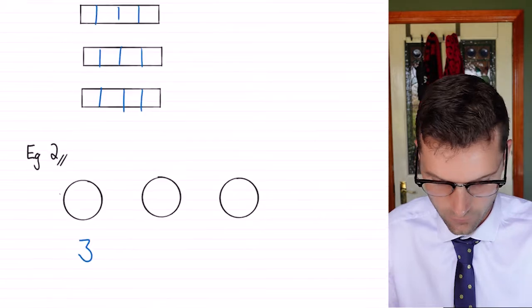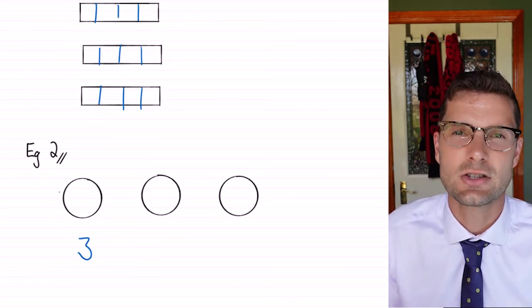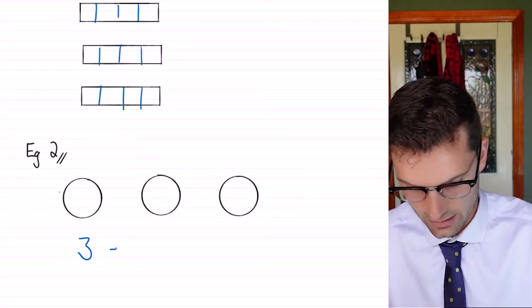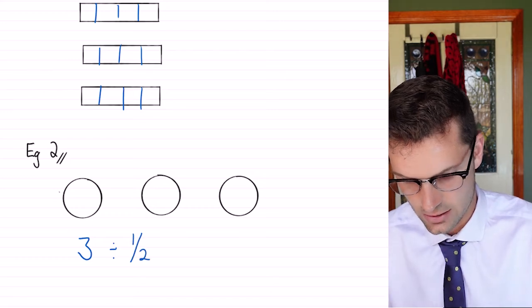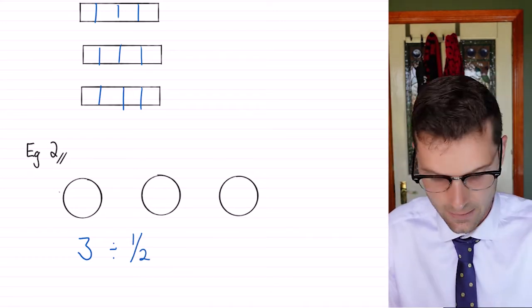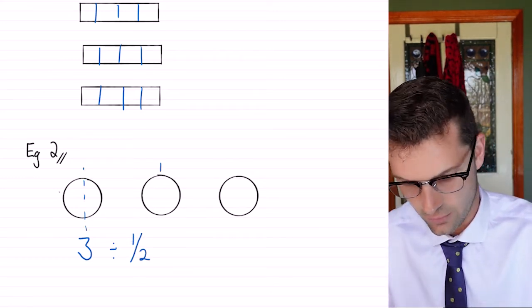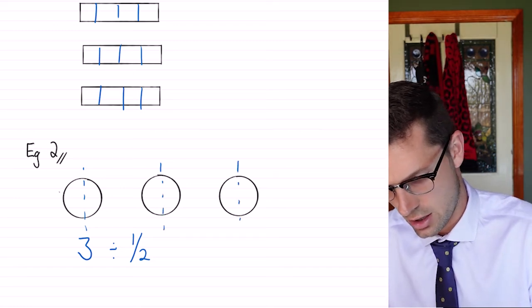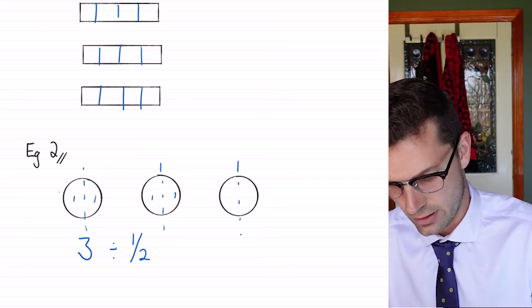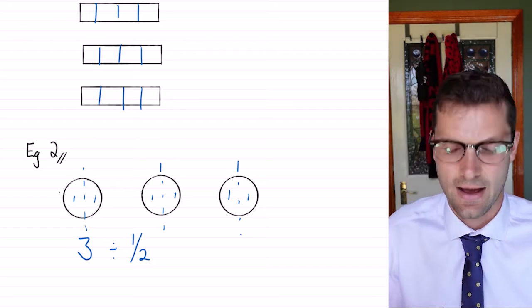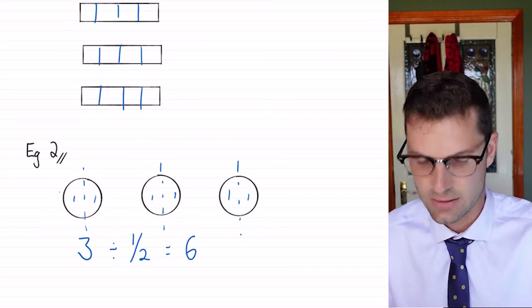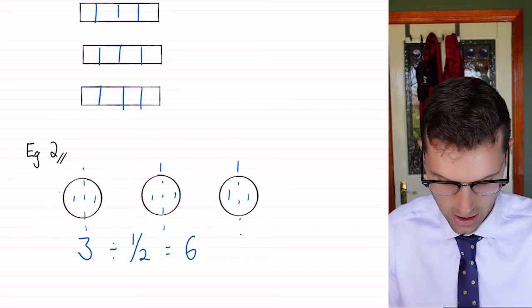I'm just going to show one more. If I've got 3 circles and I divide each one into halves, so I'm going to divide them into halves, if I chuck this down, I've got 1, 2, 3, 4, 5, 6 halves straight away. So my answer there is 6, okay?